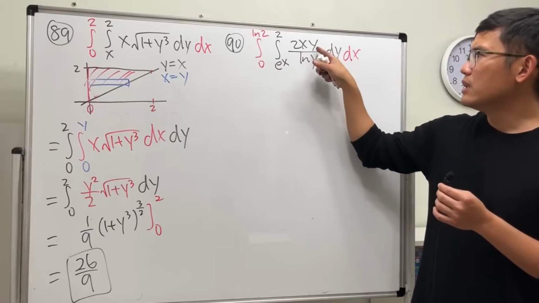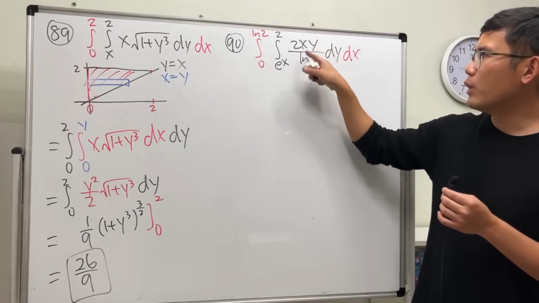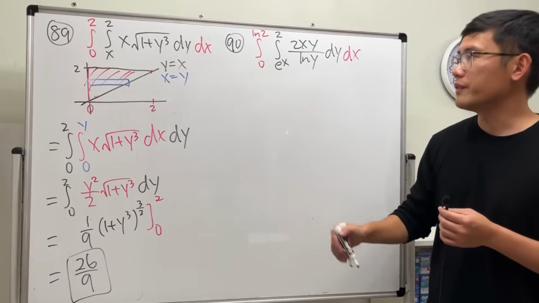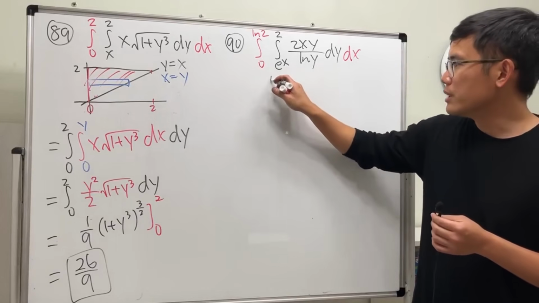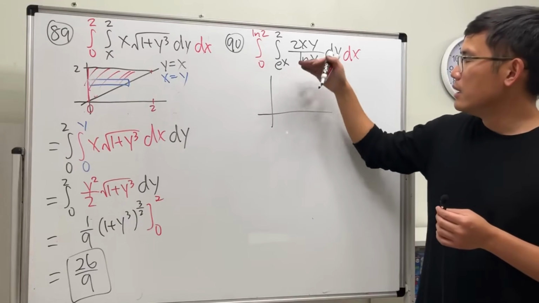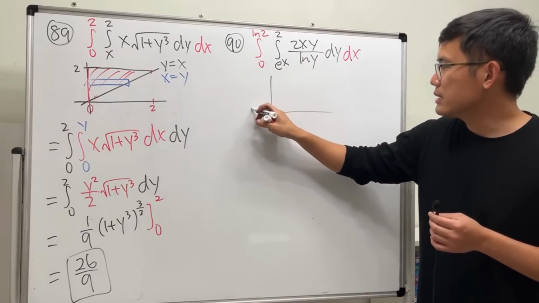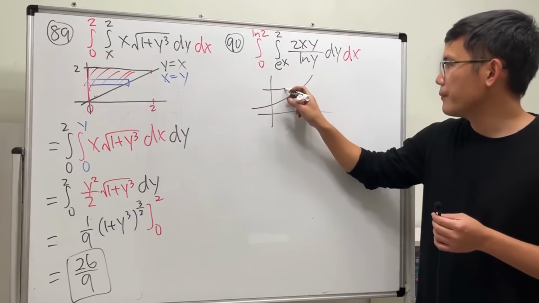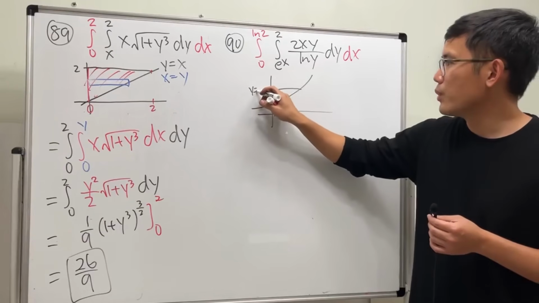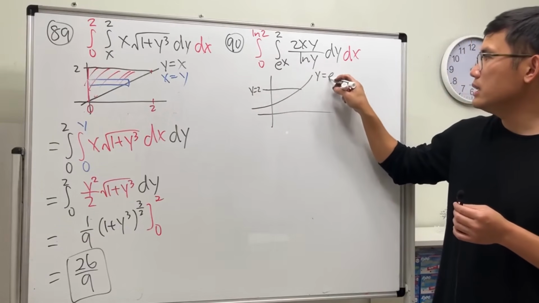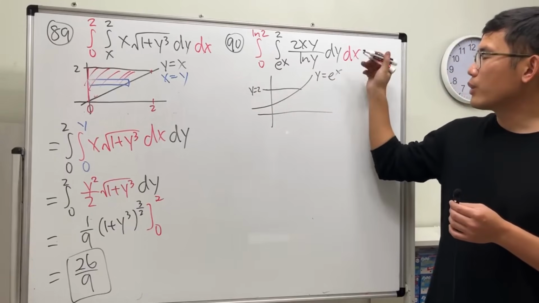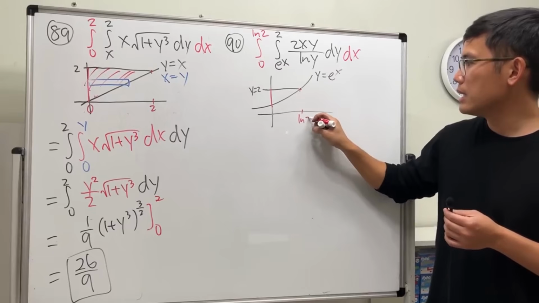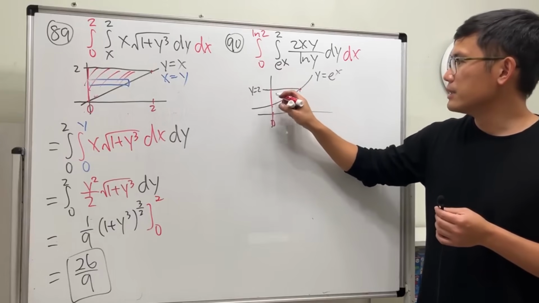Okay, number 90, we have this double integral. And of course, if you look at the y over ln y here, we cannot integrate that. So let's just change the order of integration. Let's look at the region. The bottom is e to the x. And then the top is y equals 2. And this is y equals e to the x. And then we are going from x equal to 0 to ln 2. So it's this region here.